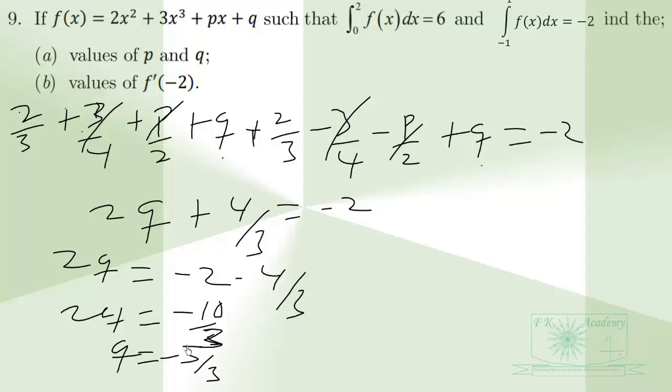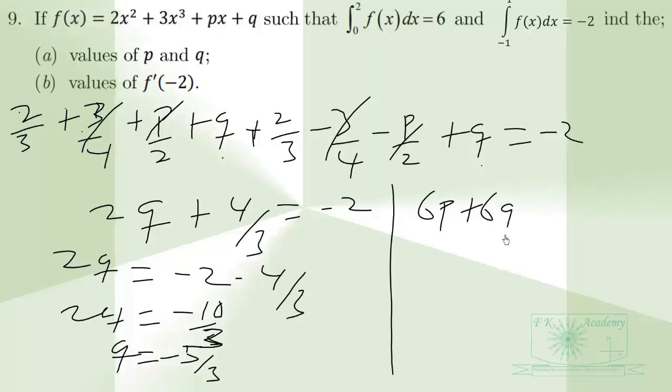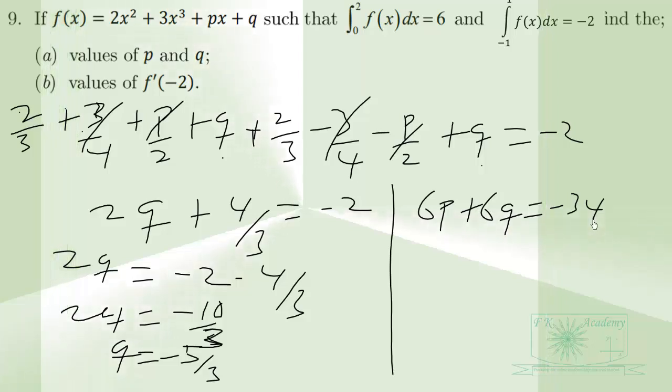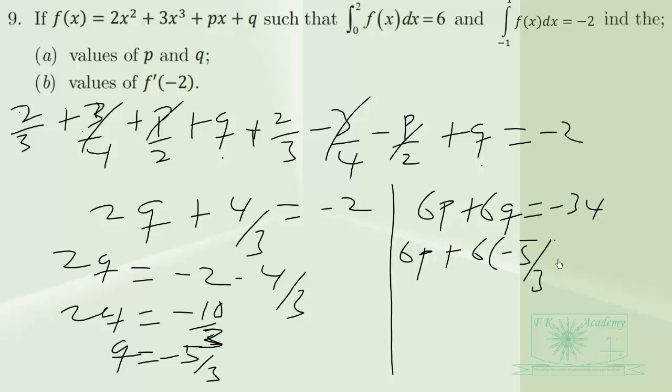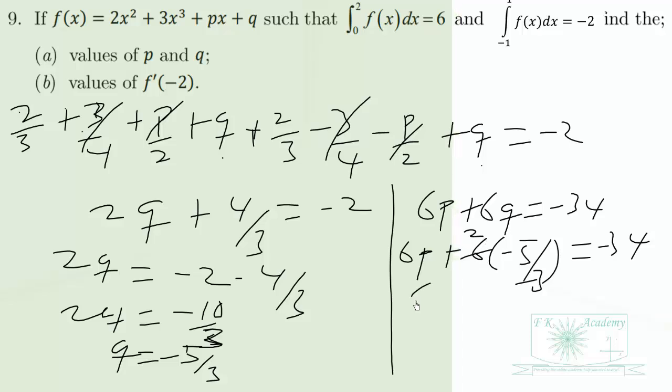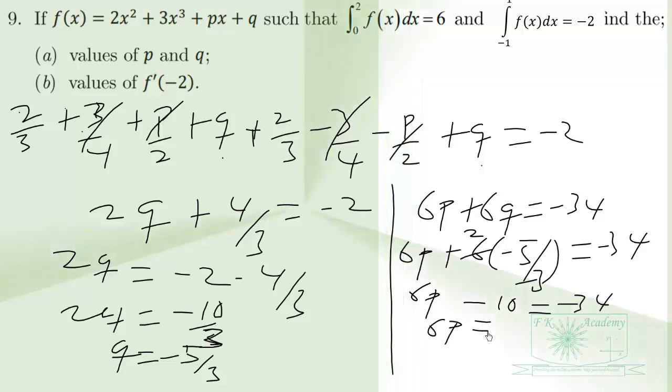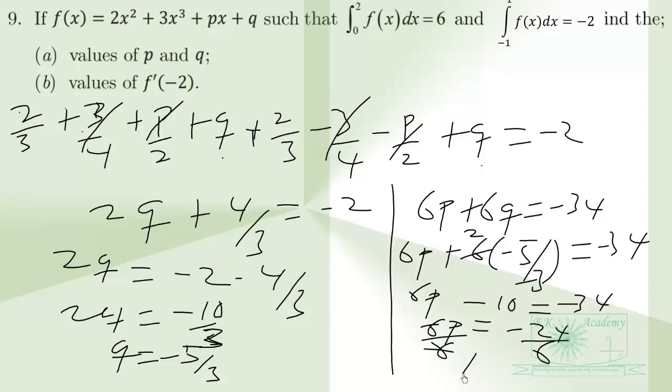So if q is negative 5 over 3, we can put it into the first equation, 6p plus 6q is equal to negative 34. So this will give us 6 times p plus 6 times negative 5 over 3 is equal to negative 34. So this will go here 2 times. So we have 6p minus 10 is equal to negative 34. So 6p will be equal to negative 34 plus 10, which is negative 24. Dividing both sides by 6, we get p equal to negative 4.